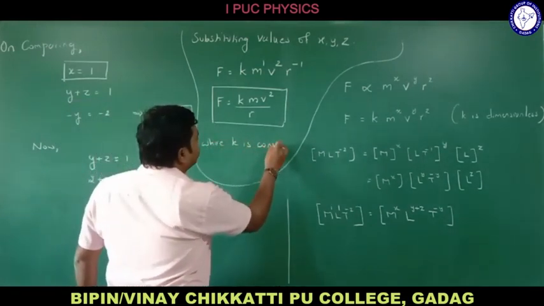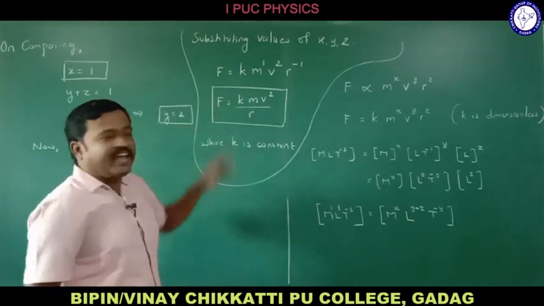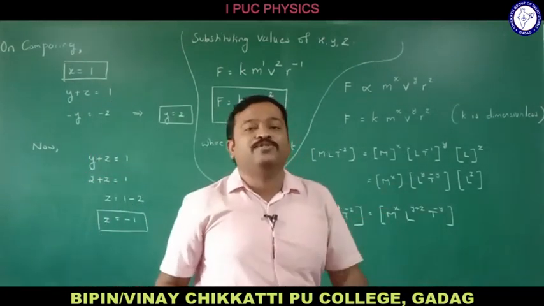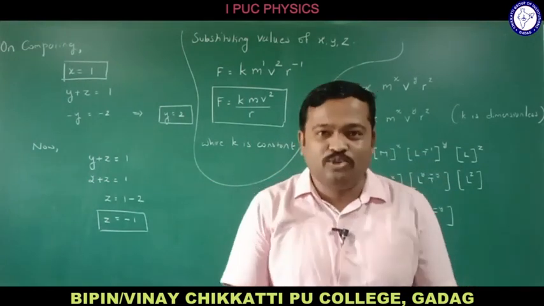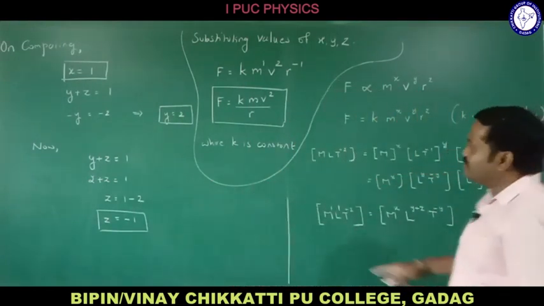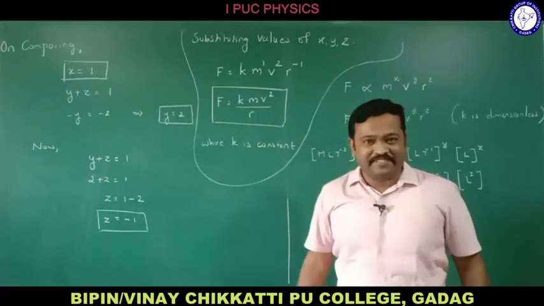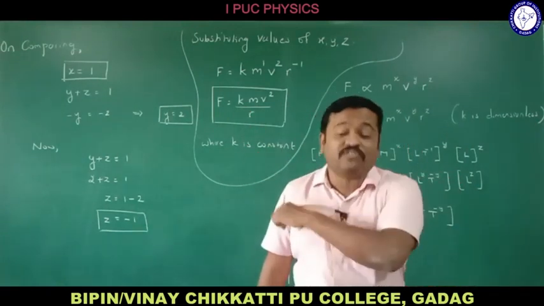K is constant. But what is the value of k? That cannot be calculated by using dimensional analysis. That is one of the drawbacks of dimensional analysis. Do remember, the drawback of dimensional analysis is that a constant cannot be calculated, right? But you know what the formula for centripetal force is.